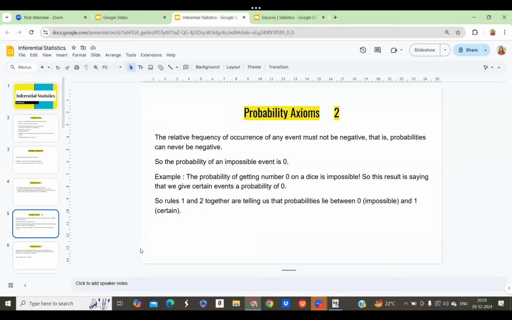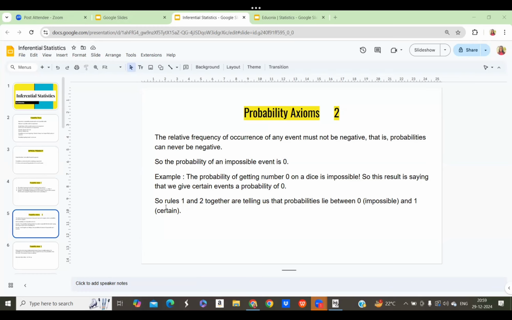डाइस में हेड नहीं होगा. हाँ मैम, हेड नहीं मिलेगा, right? So it is impossible. So if you have any impossible event, in that case, it is always 0. It cannot be negative. The probability cannot be negative. If you have any impossible event, in that case it will be 0. So our probability always varies between 0 to 1.